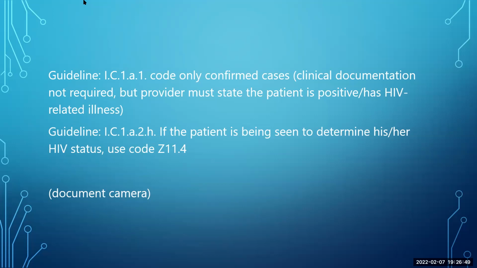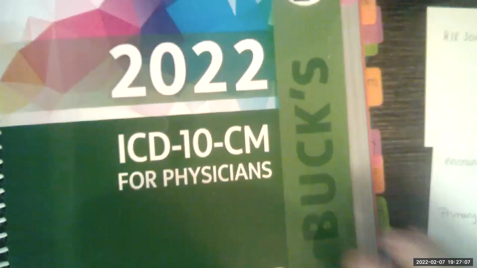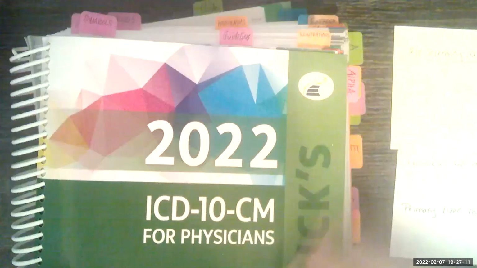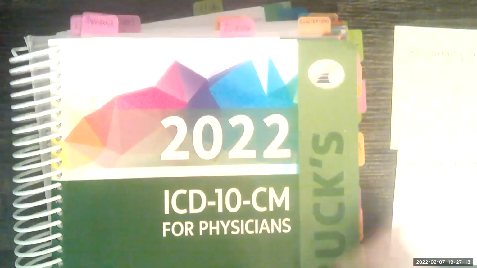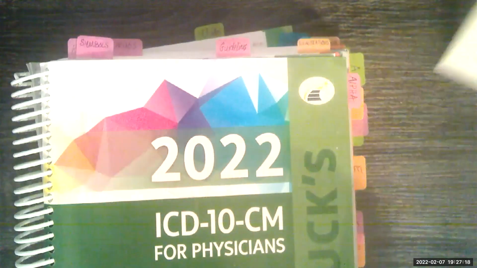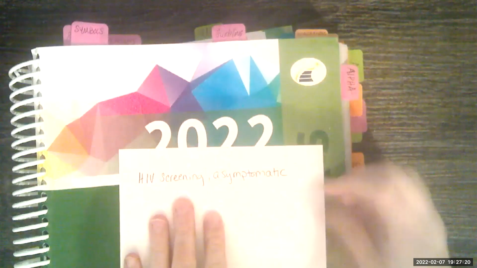So let's go ahead and look at the manual itself. If you would like to pause right now and see if you can find the code yourself, that'd be great. And then you can resume and follow along with me. All right, so here we are with our 2022 manual. And we're going to go to the guidelines to code this scenario. And here's the scenario we're looking at. HIV screening, asymptomatic.